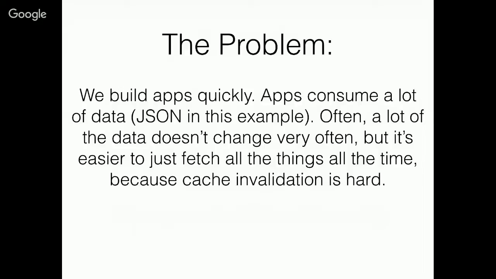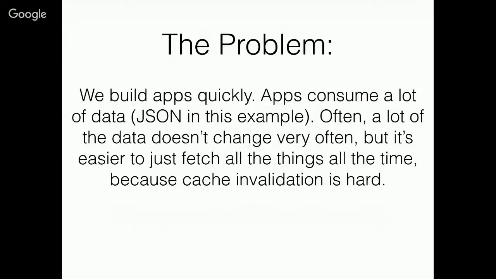So the problem is that we build apps really quickly, and this is a good thing. Apps consume a lot of data. That's also a good thing. And a lot of times the data doesn't change very often. So imagine an app that's, say, the list of the local baseball teams, the Giants, playing schedule for the season. That's not going to change very much. Maybe occasionally if we have an error. But caching stuff is really hard.